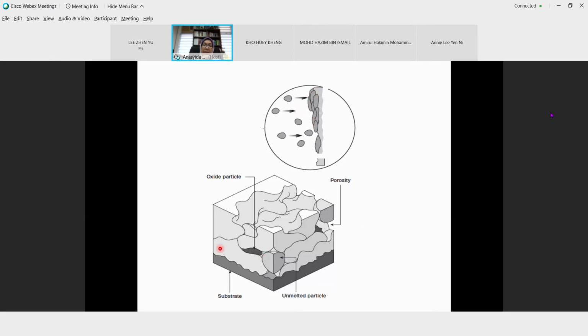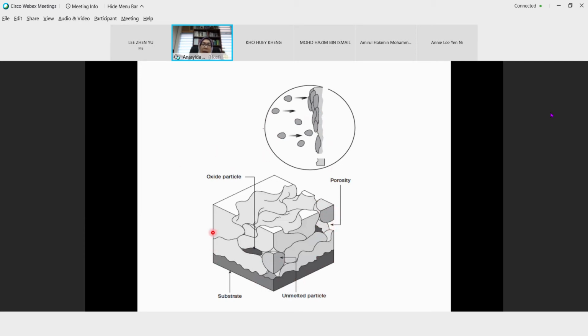So in this cross section, you can see this is the substrate. You can also have unmelted particles, which are also accelerated by the gas. You can also have oxide particles that form. You can also have porosity, because when the splats are stacking on each other, definitely some areas will have porosity. It will not cover all the areas with the splat. You can see some porosity here, and there might be porosity over here.